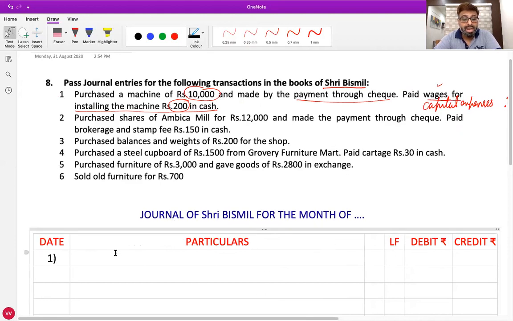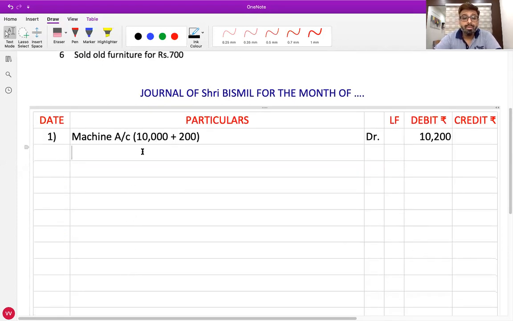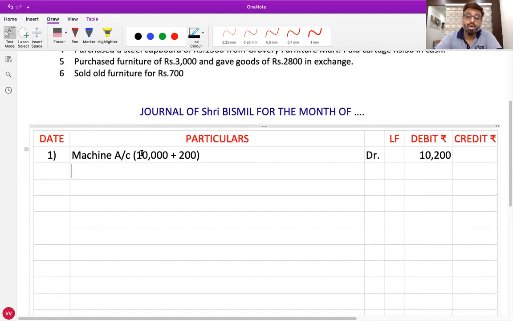So, repeat, machine comes in. Debit what comes in. Therefore, machine account debit with 10,200. Credit. Did you understand this? Yes, sir. Wages we should not debit separately. Wages are to be added in the cost of machine.